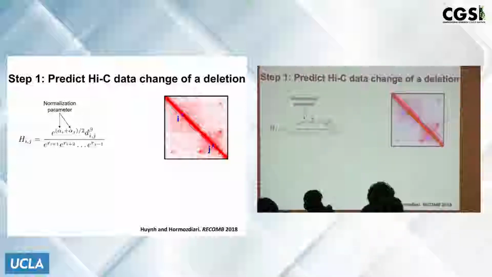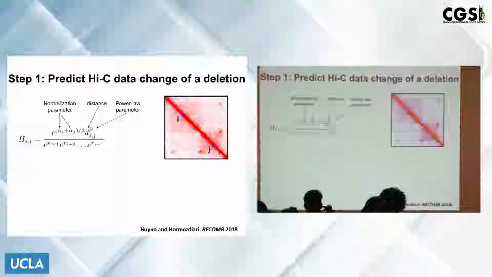Also, it's been shown that the number you observe in the Hi-C matrix is very dependent on the distance between i and j. The farther apart i and j are, the fewer connections you're going to see between them. This has been observed, and it makes sense: the farther apart i and j are, the less likely they are to interact. And it was shown that the value drops in a power-law fashion based on the length.